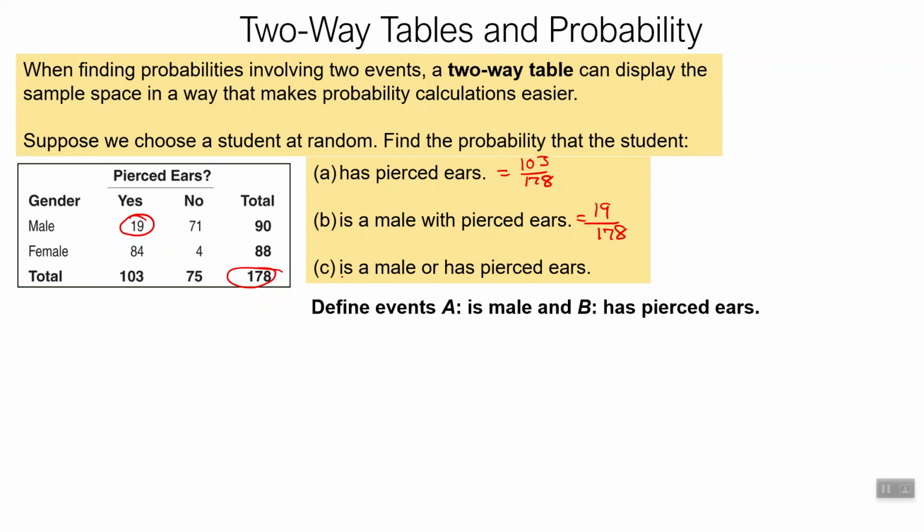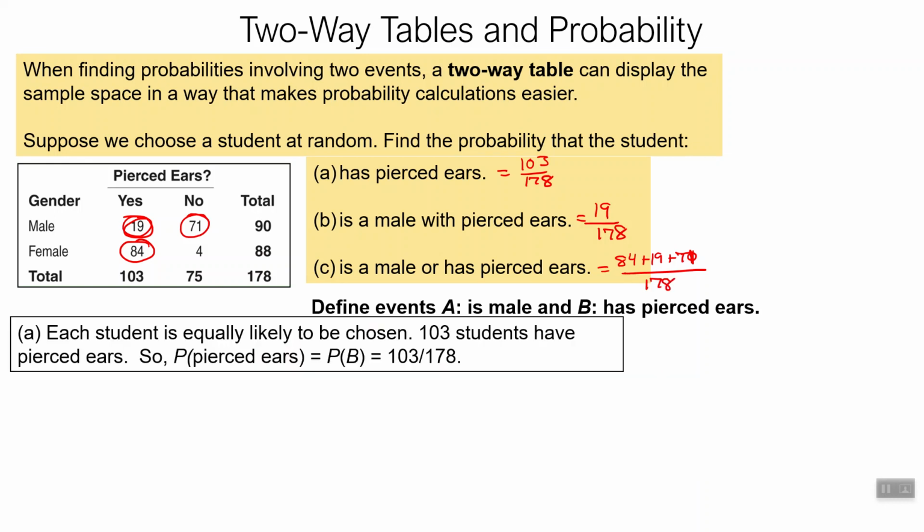Part C, we want the probability that they are male or has pierced ears. All right, so this is where it gets tricky. So for male, we'd count these guys and these guys. These guys we wouldn't count because they're female. For pierced ears, we'd count these guys, we've already got them, and these guys. But not these guys because they're female and they're no. So we'd add up these three sections. So that would be 84 plus 19 plus 71 out of everybody still, 178.